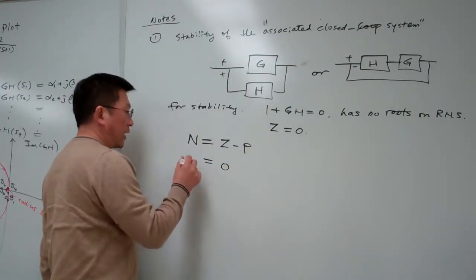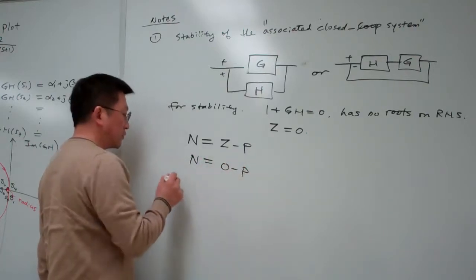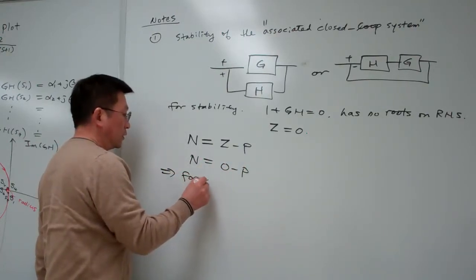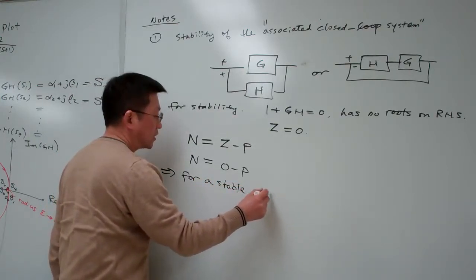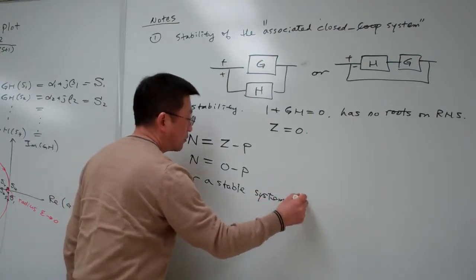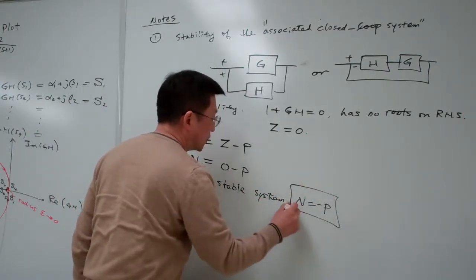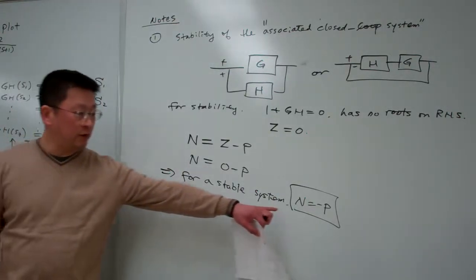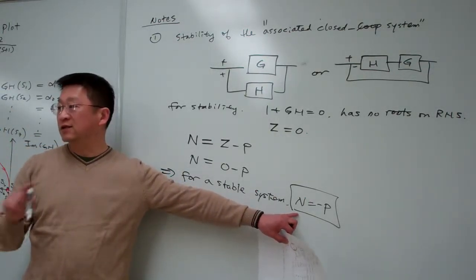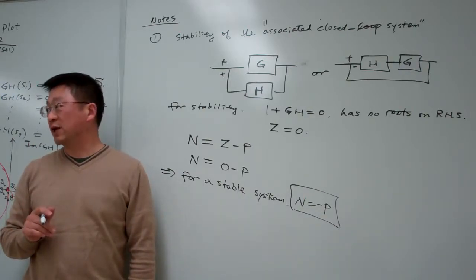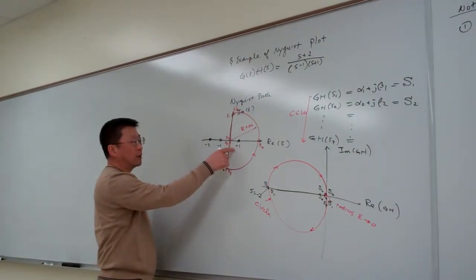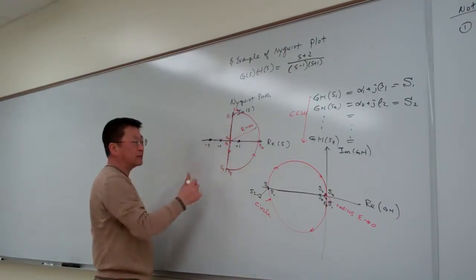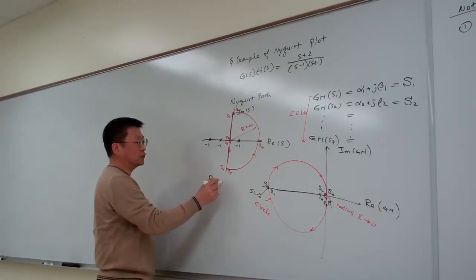Okay, so that means N equals minus P. So that means for a stable closed loop system, they must have N equal to minus P. If this relation is violated, that means the system won't be stable. The system is unstable. Then we check this. So for this system, how many poles are enclosed in this path? 1. So that means P equals 1.